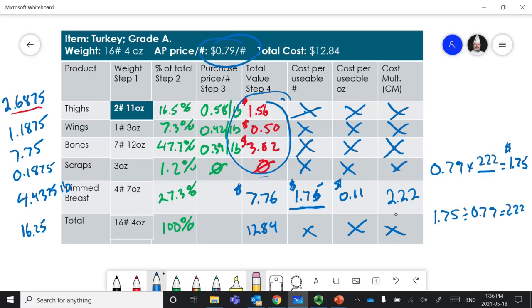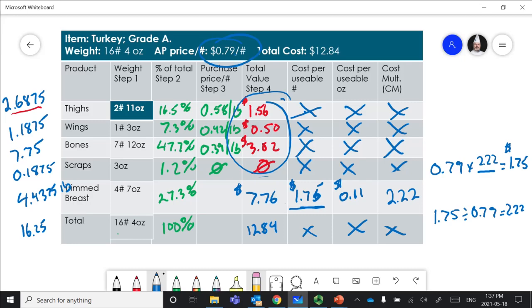So what this allows us to do is, if this AP price fluctuates, goes up, goes down, we don't have to redo the whole chart again. We can simply multiply our new AP price, say it's $1.09 per pound, times our 2.22, and we're going to get a new cost per pound. It's basically an increase of 222%, if you want to look at it that way. So we don't have to recalculate this entire chart every time the price changes. That's what cost multiplier is all about.